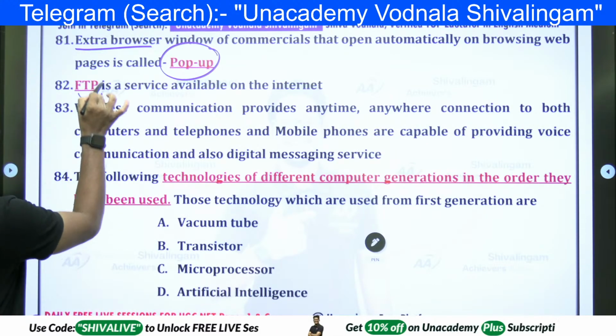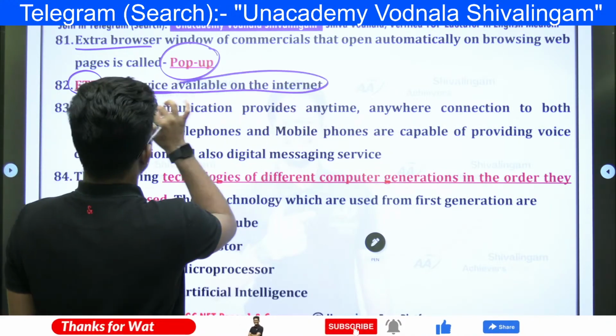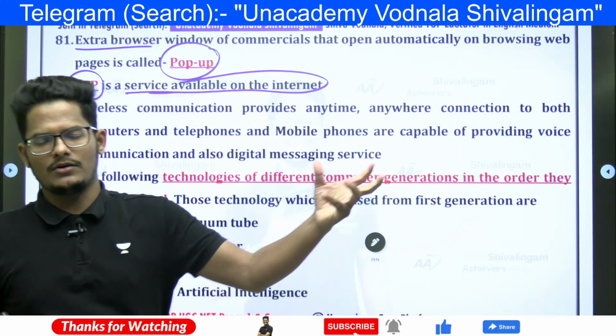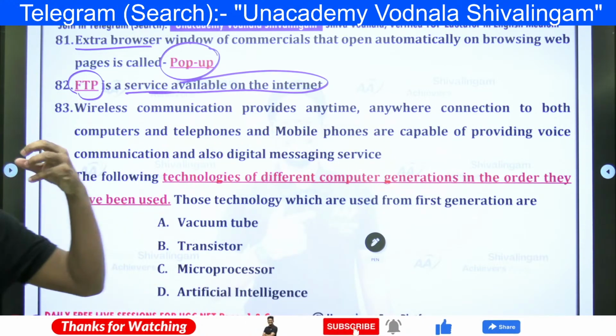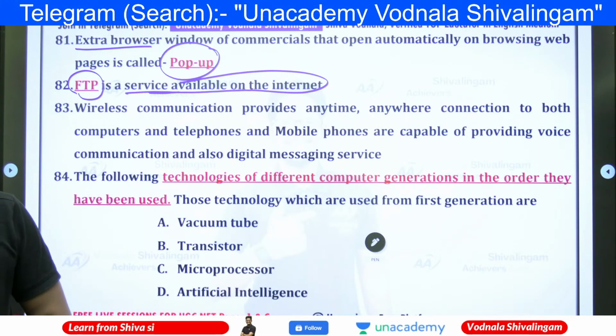FTP is file transfer protocol, which is a service available on the internet. So by using the internet only, you can transfer one file to another. A file can be transferred from one location to another location. That is what FTP is.